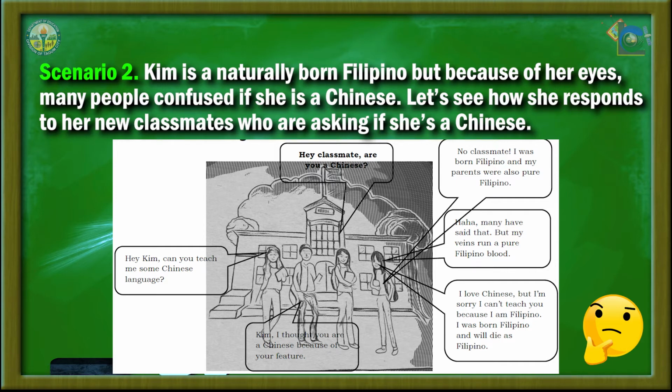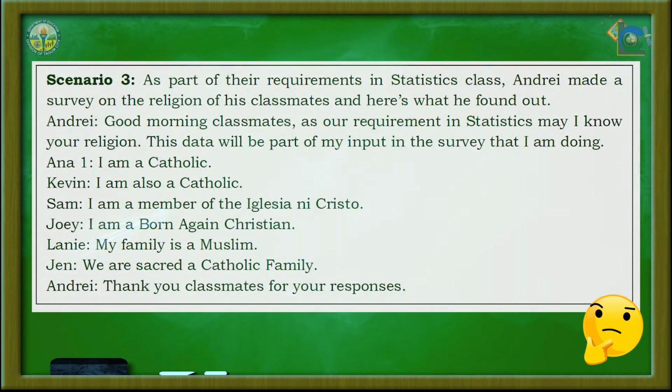Since Kim was born and lived in the Philippines, she can never have multiple nationalities except Filipino. Remember, under RA 9225, only those naturally born Filipinos who have become naturalized citizens of another country can have dual citizenship. This is not applicable to Kim since she was born in the Philippines and was never a citizen of another country. How about this third scenario?